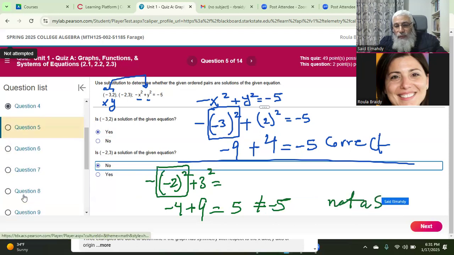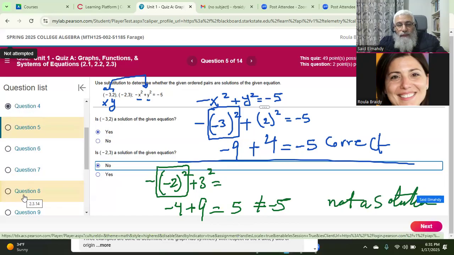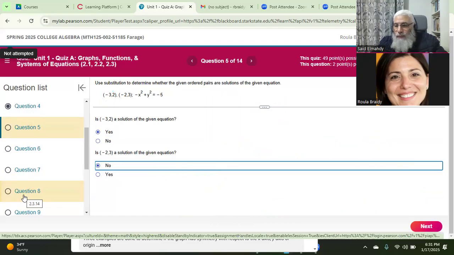Stop. Wait. I'm taking a screenshot. Okay, you can change.